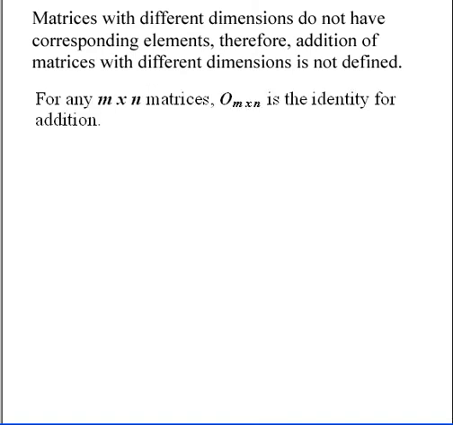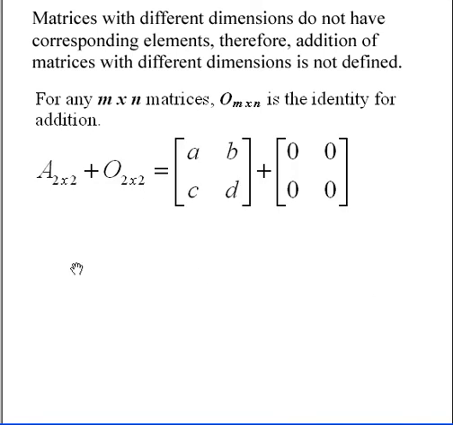We want to talk about another special kind of matrix. We talked about this before. It's the identity for addition, or we call it the zero matrix. So for any matrix that has m by n elements in its matrix, 0 mn is the identity for addition. So for instance, if I had two 2 by 2 matrices, one we're going to call A, 2 rows, 2 columns. We're going to add to that the 0 matrix, which is also 2 rows and 2 columns.